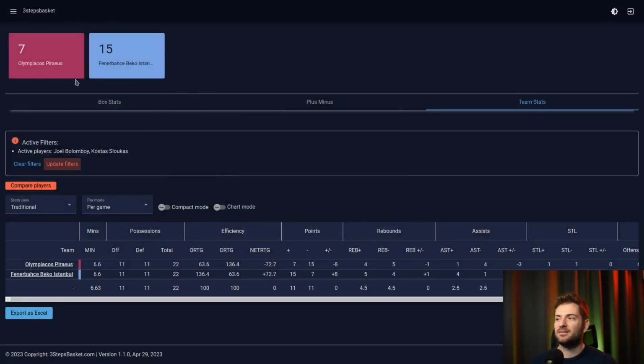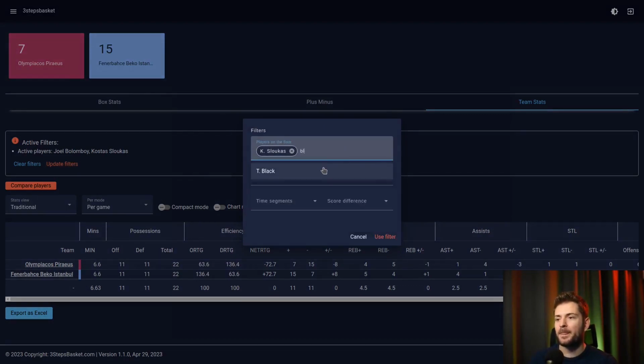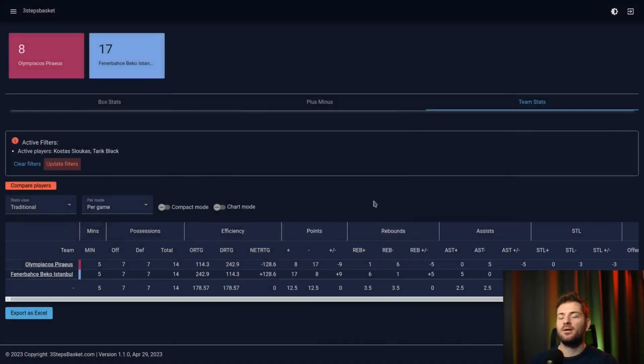As expected, disaster for Olympiacos. Minus 8 points in not even 7 minutes of play. And then let's see what happened when Sloukas played together with Black. Same things again. Minus 9 points for Olympiacos in just 5 minutes.